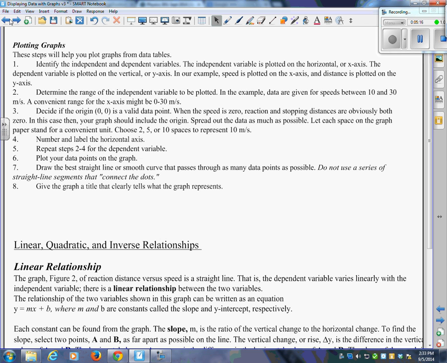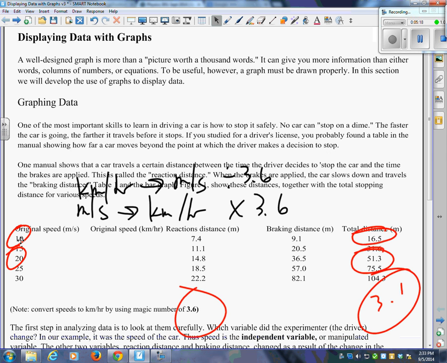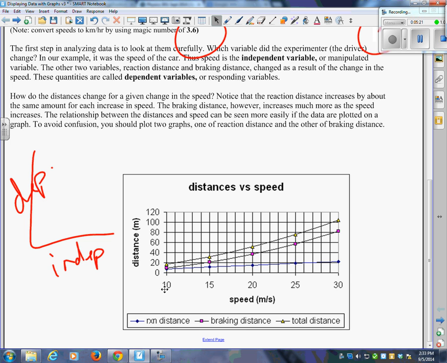How come, even though I start at 10, how come I start my graph at, oh, I started at 10, that was a bad idea. How come you should start your graph at 0? Should you? Yes. Do you have to?